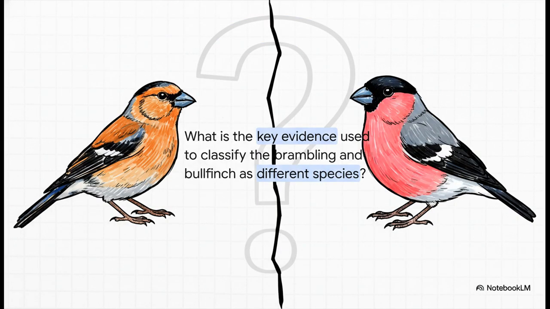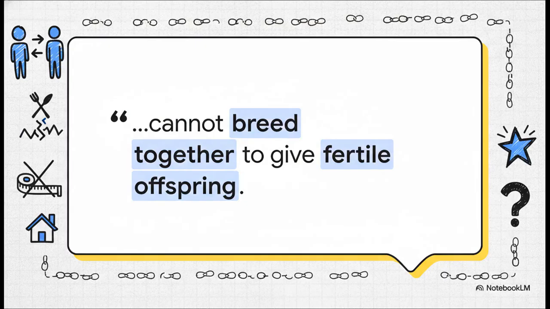The next part, 1.3, digs even deeper. It asks for the real, fundamental reason why a brambling and a bullfinch are considered totally different species. What is the ultimate biological test? And here it is, straight from the horse's mouth. The mark scheme gives the answer word for word. They cannot breed together to give fertile offspring. It's not about their size, or what they eat, or where they nest. It all comes down to that. It is the core definition of a species. Another key definition, another mark secured.